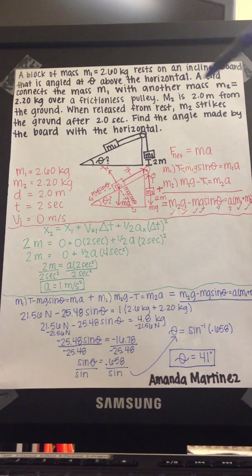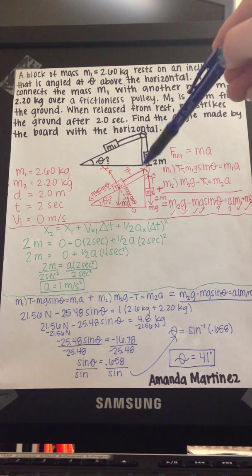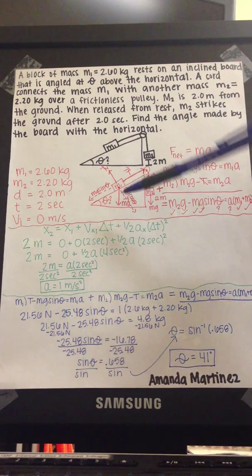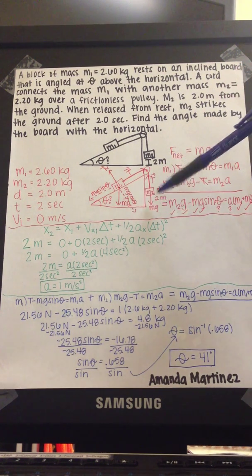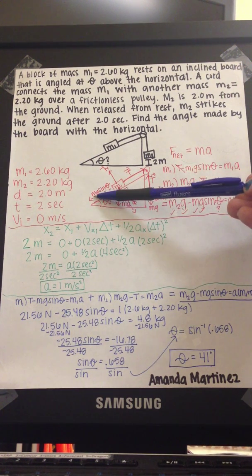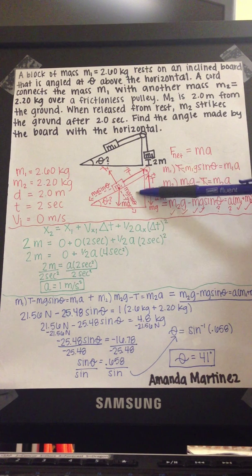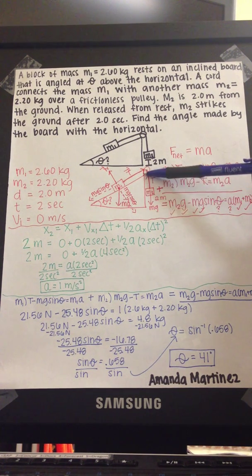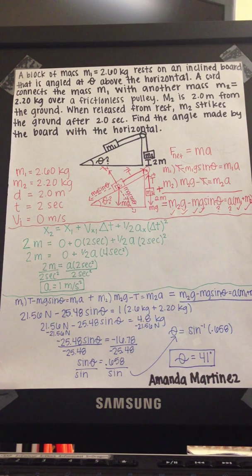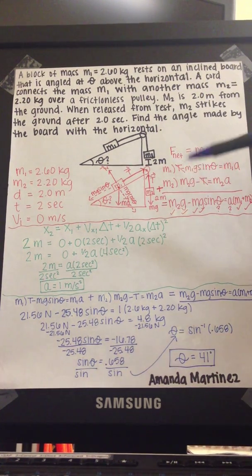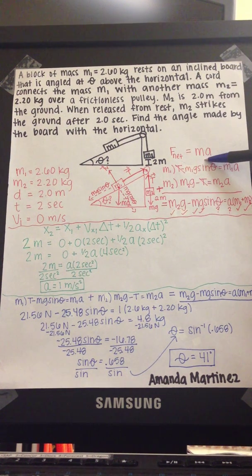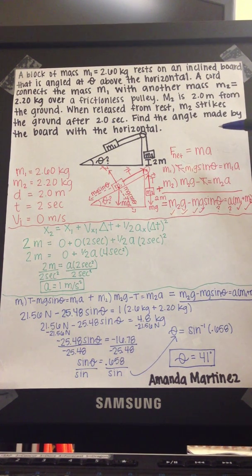So then I redefined my x and y axes so I could get the components of mg, and for mg I got the x component as mg sine theta, and for the y component as mg cosine theta. Since the bodies are moving, we know that we have to use F net equals ma, because they're not at rest. If they're at rest, we would use F net equals 0, but they're moving.